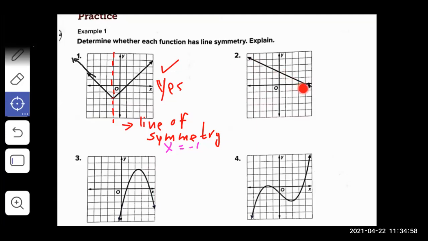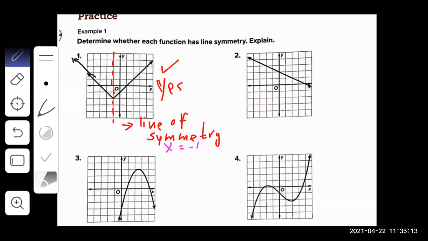What about the number 2, guys? Do you think it has a line of symmetry? Yes, you can fold this in different ways as you want. You can fold it like this. You can fold this first part and put it here, and you're gonna get the same. Okay, yes, it has a line of symmetry.